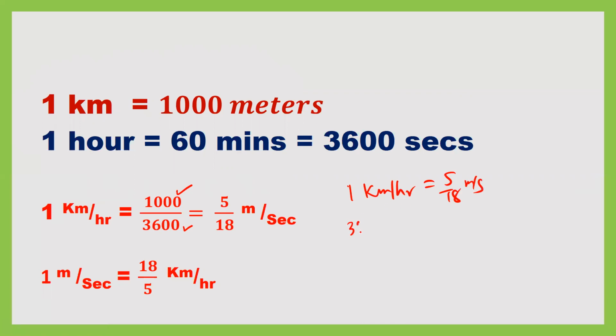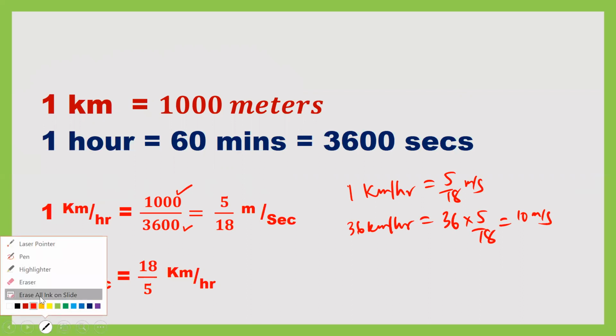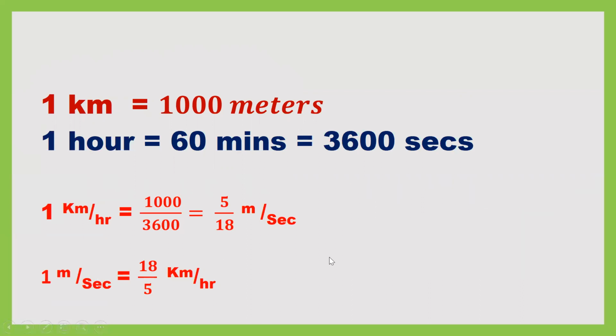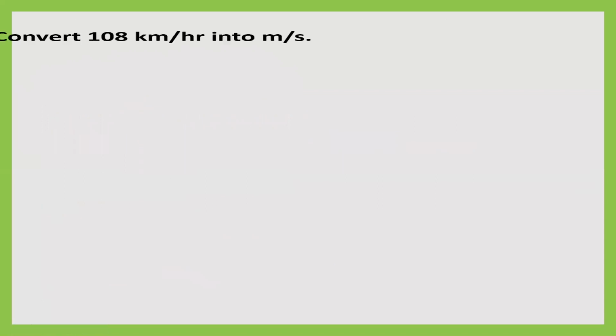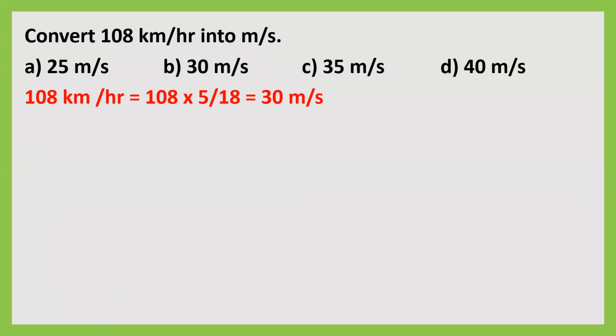Suppose you need to convert 36 kilometer per hour to meter per second. You need to multiply 36 with 5 by 18, that is equal to 10 meter per second. Similarly, if you want to convert meter per second to kilometer per hour, you need to multiply by 18 by 5. If asked to convert 108 kilometer per hour into meter per second, we need to multiply 108 with 5 by 18 to get the answer 30 meter per second.